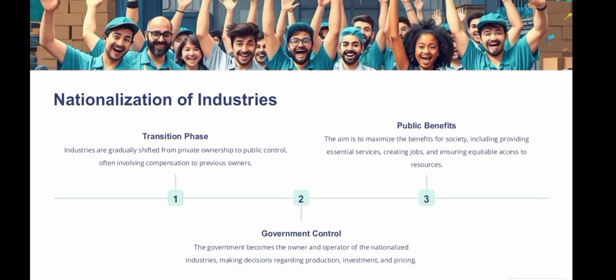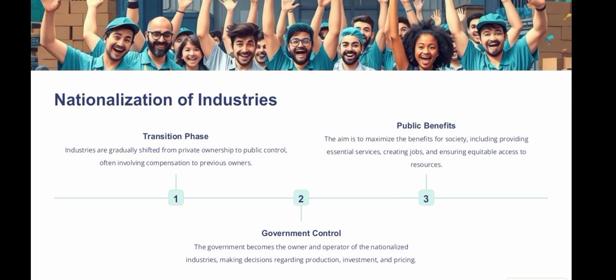Some industries every time consider public benefit, not self benefit, for society, including providing essential services and creating jobs, class. Those industries are every time active for public benefit and essential service, providing essential services and creating jobs. Then addressing inequitable access to resources, they are every time active for the benefit of society.